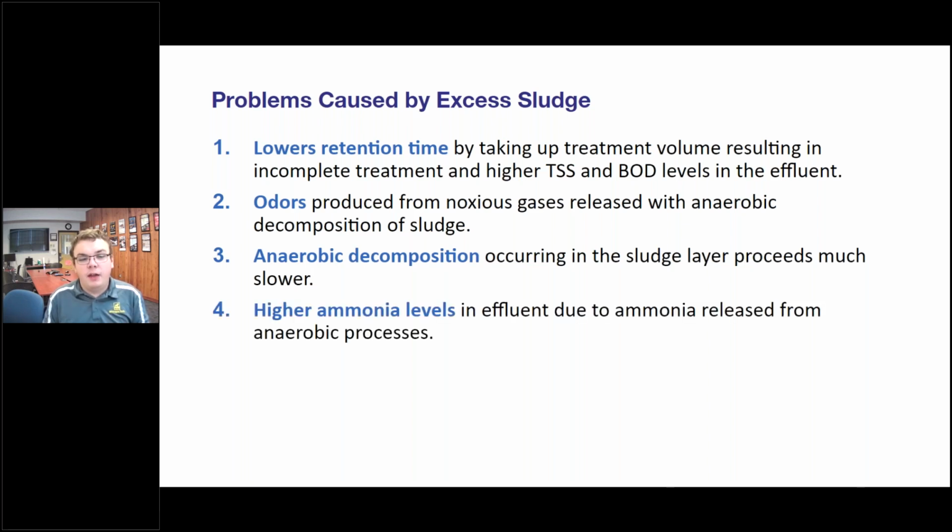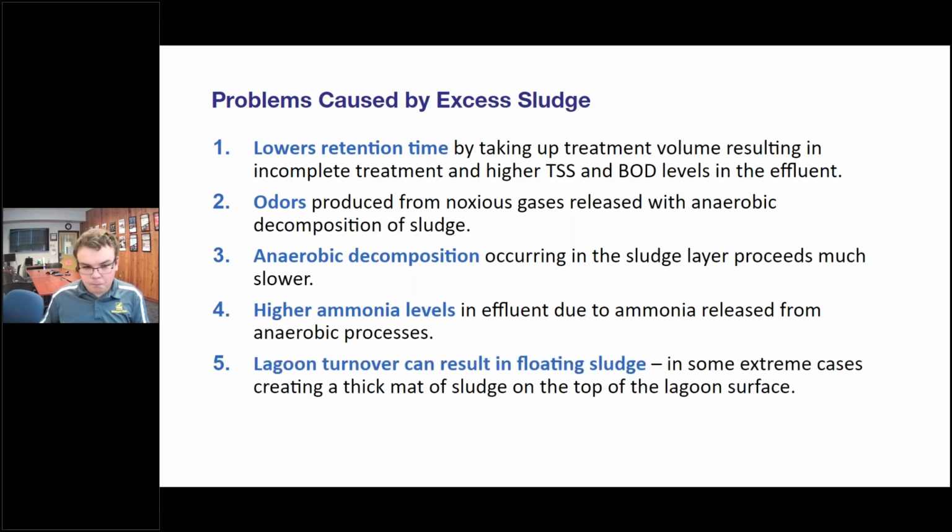And then that anaerobic decomposition also puts higher ammonia levels into the water as a byproduct, and that's typically one of the common permitting parameters, ammonia levels. So if you have a high ammonia level, it's typically a sign of more anaerobic processes happening in the lagoon.